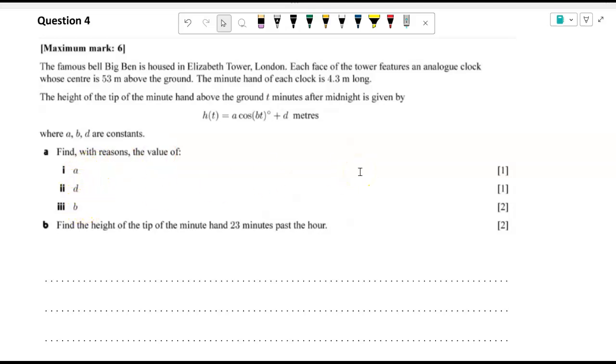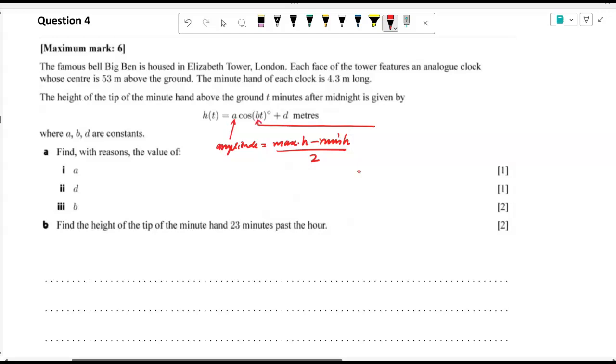Now let me review. I'm sure you must have forgotten this. And with good reason, people forget. A is the amplitude. And you can find the amplitude by max height minus min height, divided by 2. Correct? b affects the period. b affects the period. And b is equal to 2 pi upon period. b is equal to 360 degrees divided by the period.